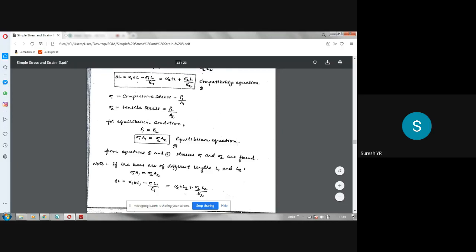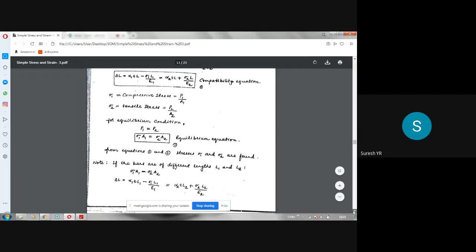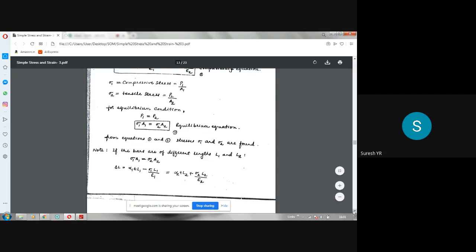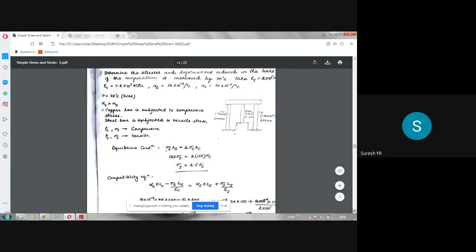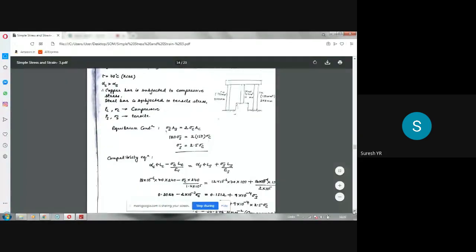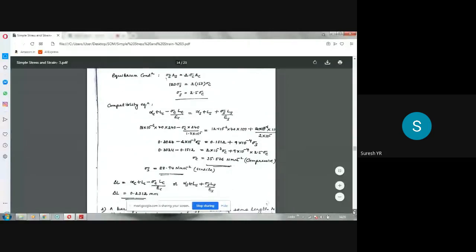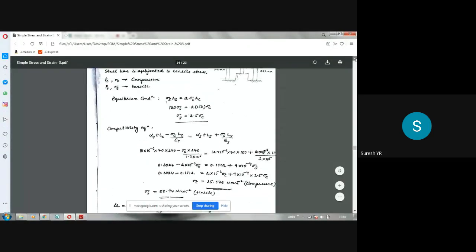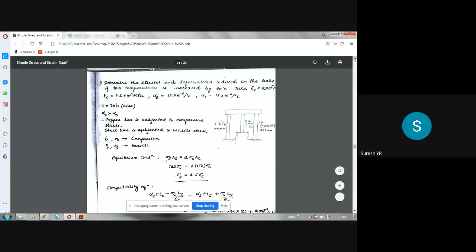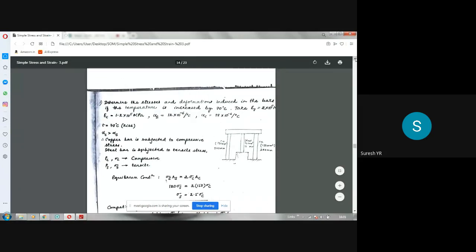So one problem I will explain on this compound bar now. We have to use two conditions because there are two unknowns. We require two conditions definitely to solve the problem. Sigma 1, sigma 2 are the unknowns, and the two conditions available are one is the equilibrium condition, another one is the compatibility condition. Okay. Now see this problem.